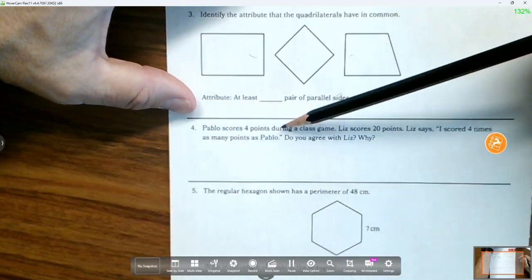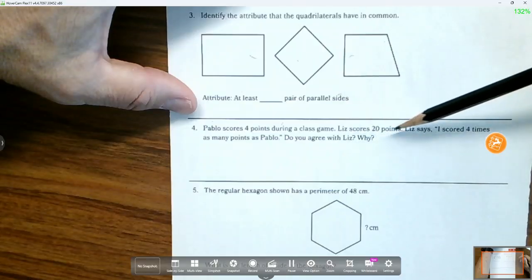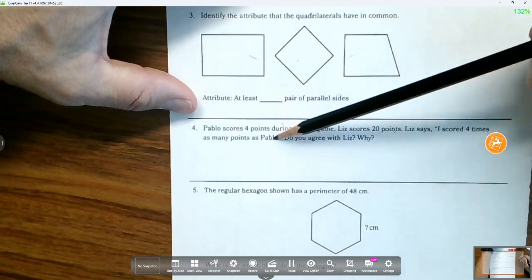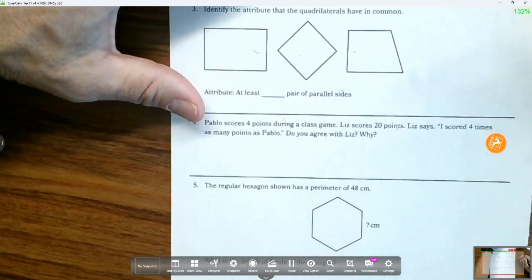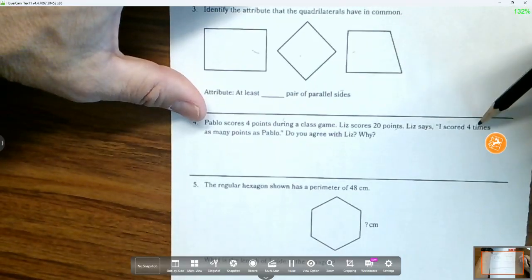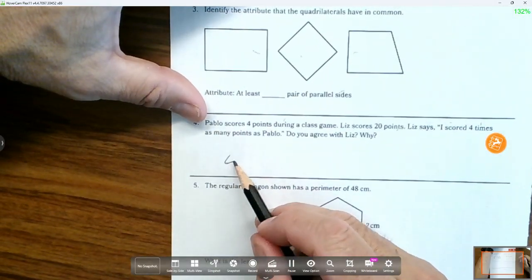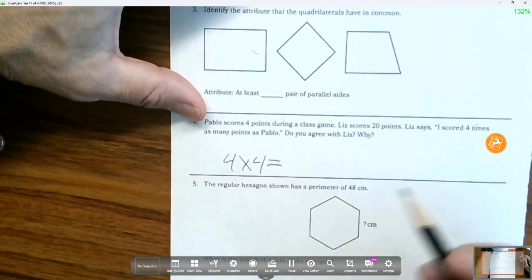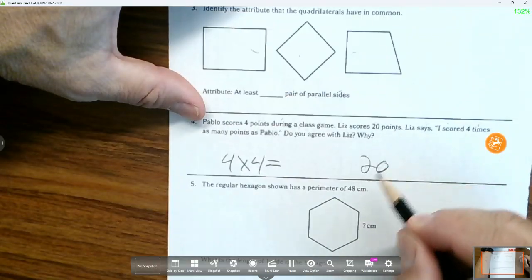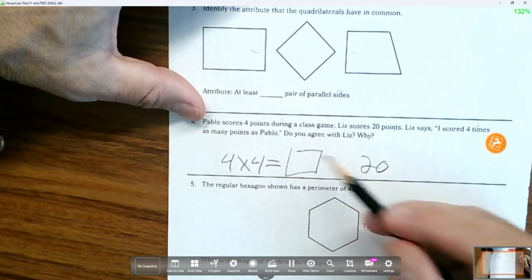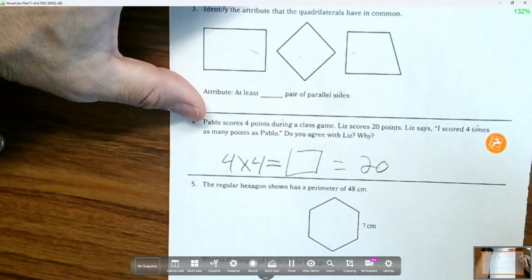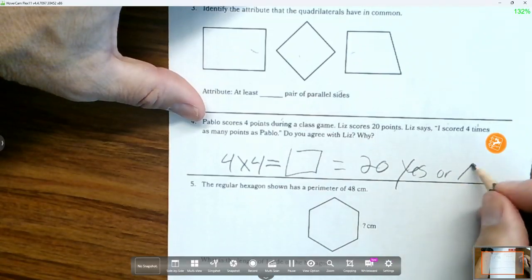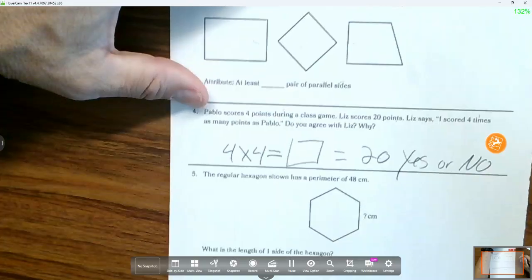Pablo scores 4 points during a class game. Liz scores 20 points. Liz says, I scored 4 times as many points as Pablo. Do you agree with Liz? Why? So Liz says, I scored 4 times as many as Pablo. Well, Pablo scored 4. Liz said 4 times as much as Pablo. What does that equal? Liz scored 20 points. Does this answer here equal 20? Yes or no? Solve it and let me know.